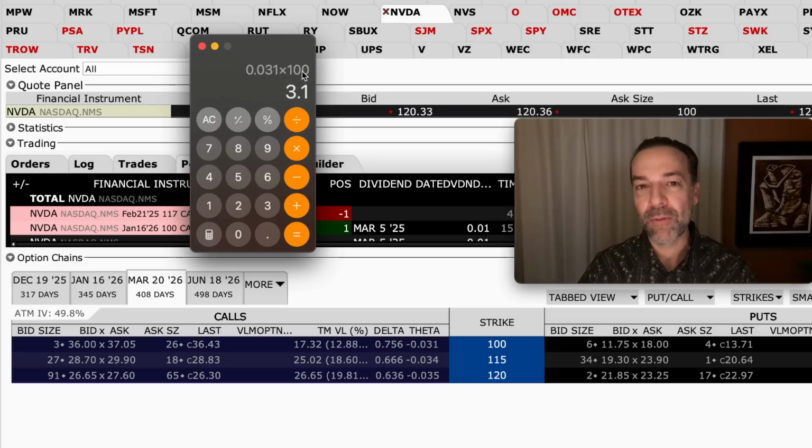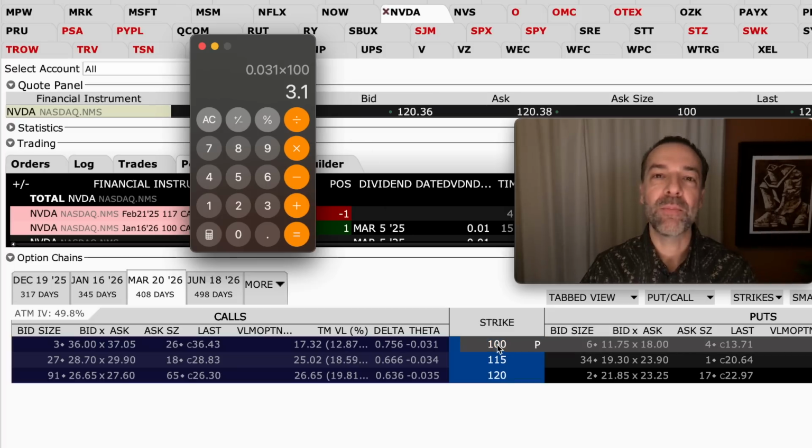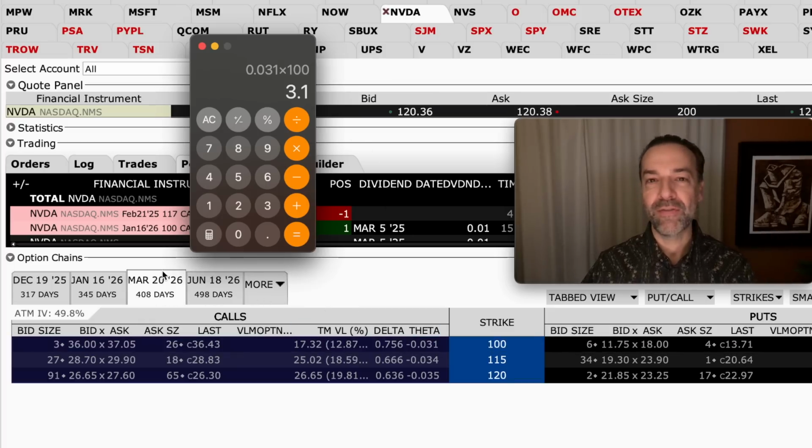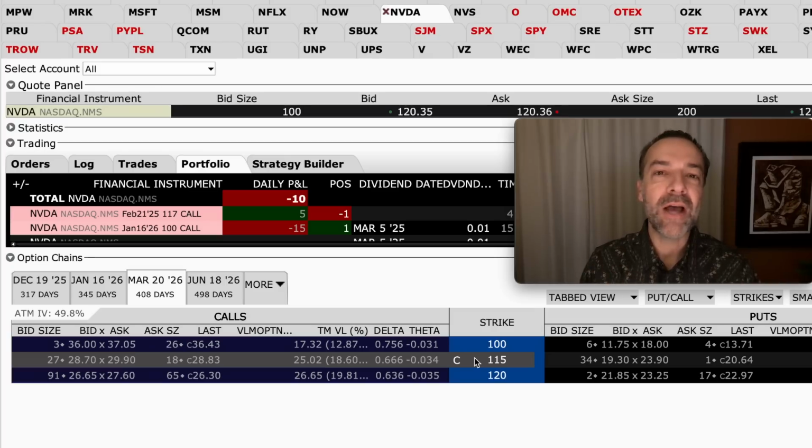Since each call option represents the control of 100 shares of stock, this position would lose about $3.10 per day for each call option contract at that $100 strike price if it expires on March 20th of next year. Just understand that with LEAPS options, just like any option, the extrinsic value will be gone. It'll be zero at expiration.